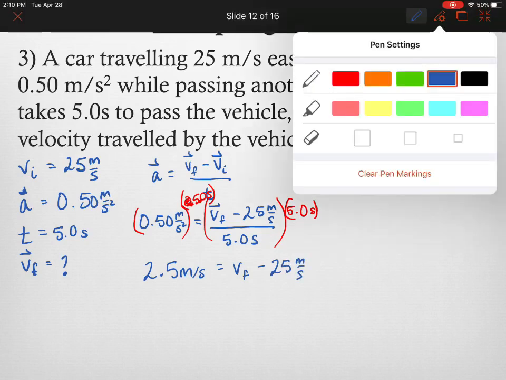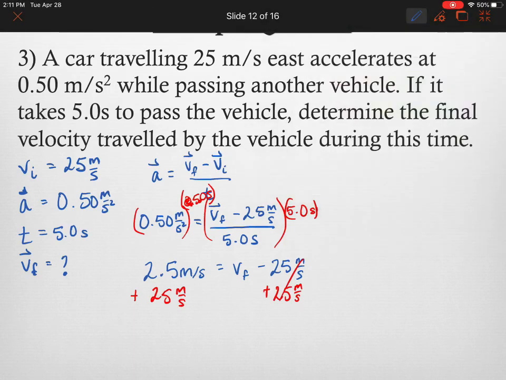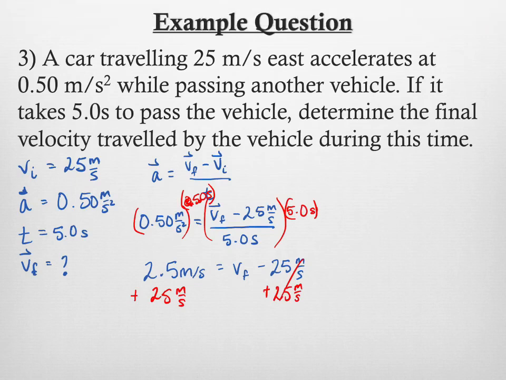Okay, now what do we do? Well, we can just add the 25 to both sides. If I add it here, it gets rid of it: negative 25 plus 25 is 0. And then I'm going to add it here. What do we get at the end of the day? 25 plus 2.5 is 27.5 meters per second.